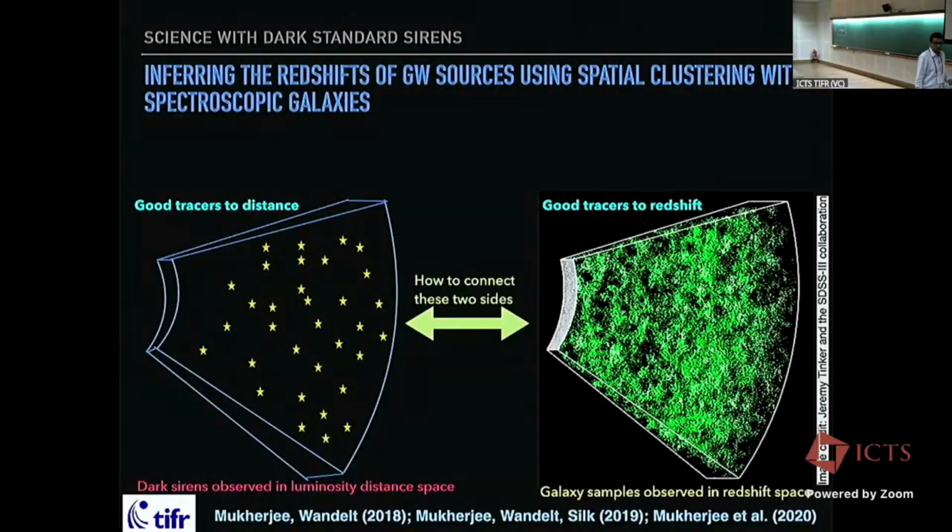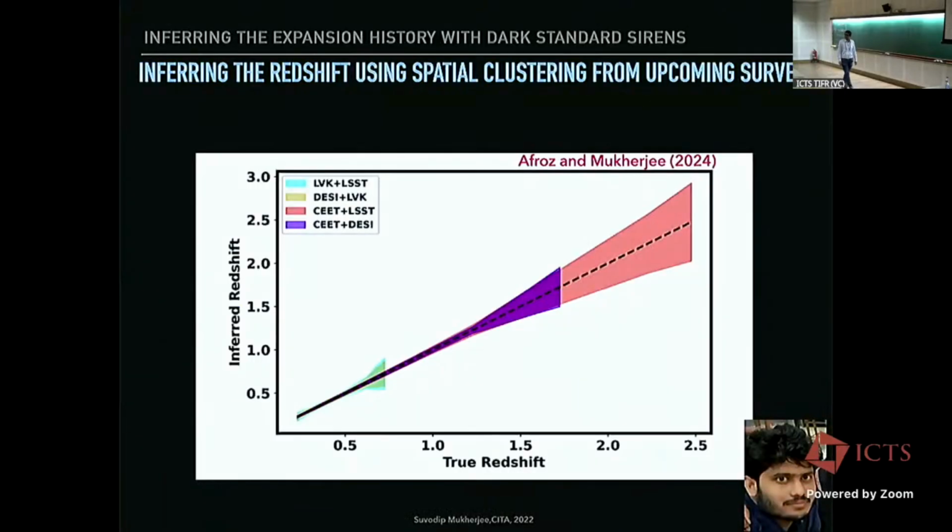As a result, thanks to LVK, on one side we are getting tens to hundreds of binaries now, and on the other side we have sky surveys such as DESI, we already have data, SPHEREx is going to have data very soon, Euclid going on, LSST going on. We have a large number of galaxy surveys coming up, with good redshifts, and we can start talking about spatial clustering between them by using the cross-correlation technique.